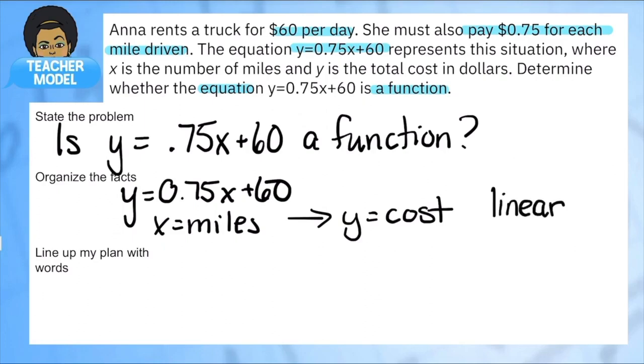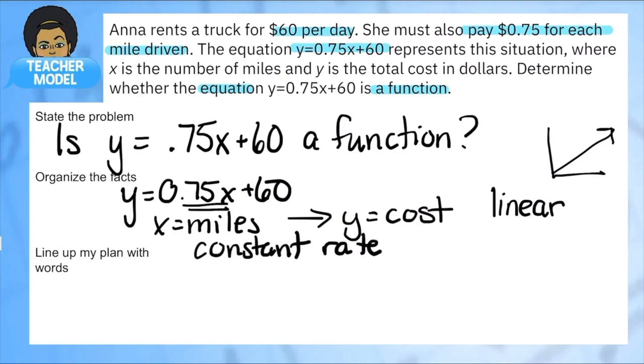This is going to create a linear graph, a linear model, a linear function, because the more miles I drive, the higher the cost. So I know it's going to be something like this. And I also know this is going to be constant. The 60 remains the same, but it is going to increase at the same constant rate of 75 cents per mile, so that rate will also be constant. It's going to be an increase of 0.75 per mile. So I have all this stuff down.